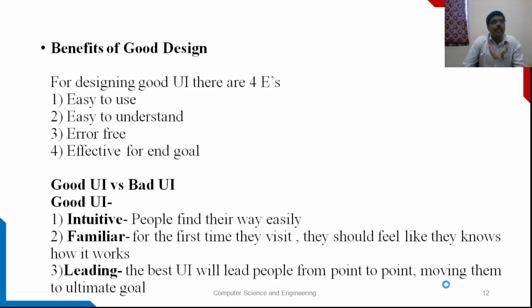There are four E's. The first is easy to understand, easy to use, error free, and effective for the end goal. These are the four E's of a user interface. For designing a good user interface: easy to use, easy to understand, error free, effective for the end goal.